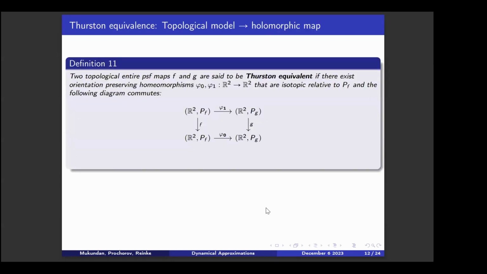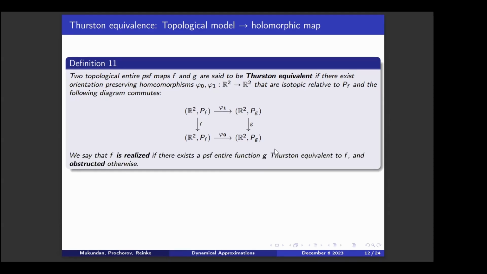So if you have two topologically entire functions, f and g, we just need one more thing. Since we're talking about lifting complex structures, often you don't need to care about isotoping the map, so I'll give a definition that takes care of things like that. If you have two Thurston maps, f and g, they are said to be Thurston equivalent if there exist orientation preserving homeomorphisms, phi0 and phi1, which are isotopic relative to PF, and you also need this diagram to commute. So it's some kind of almost equivalence.